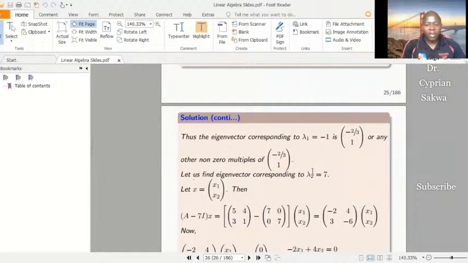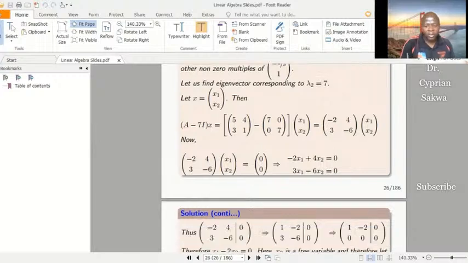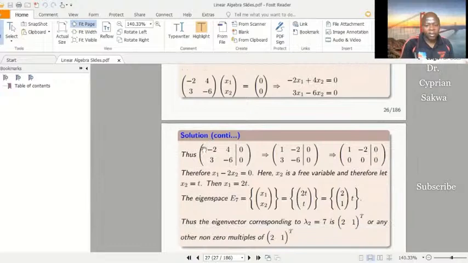Now we use the same reasoning to get eigenvectors corresponding to lambda 2, which is 7. So just let x be x1, x2. You need to get A minus 7I multiplied by this x and equate to 0. So first of all, I did A minus 7I, multiplied by x, and that gives this. Then I equated that to 0. When I equate to 0 and multiply these two matrices, I come up with these two equations. And then solve these two by Gaussian elimination. That's what I did here.